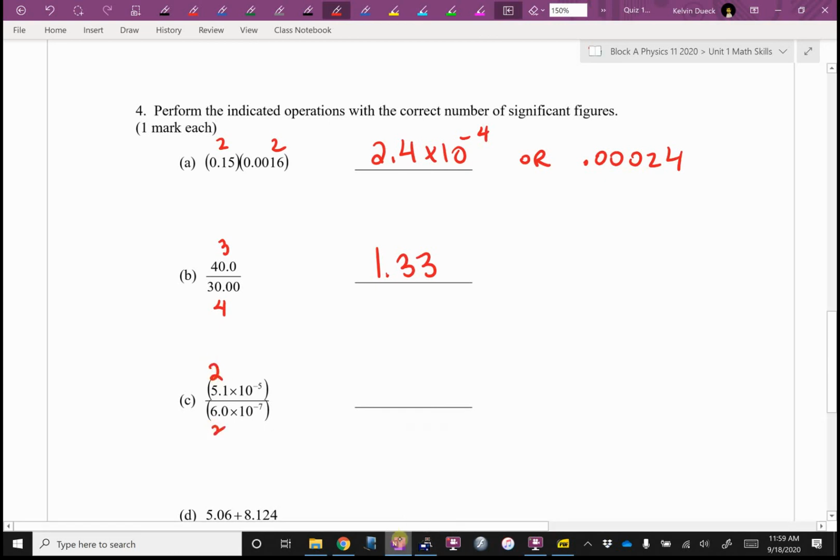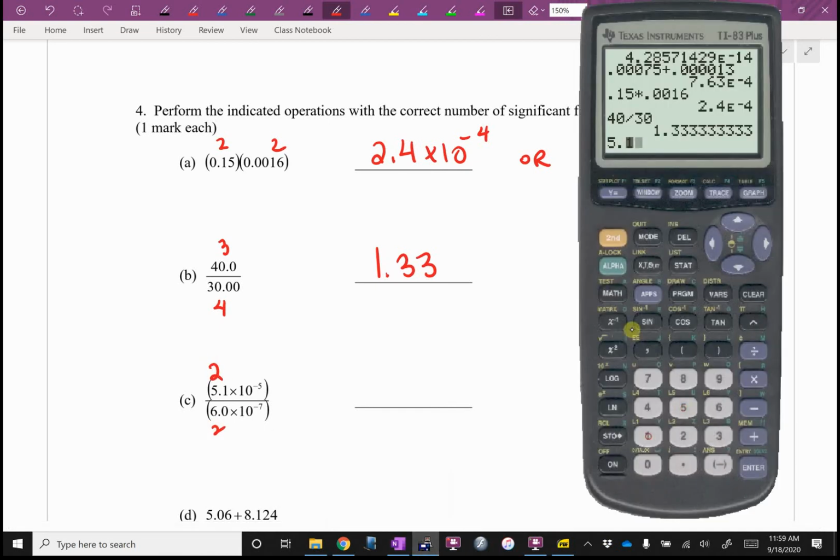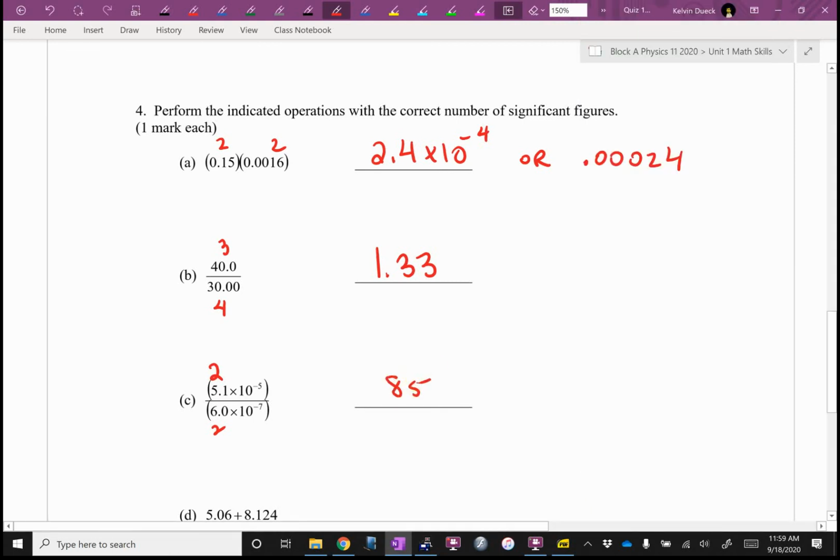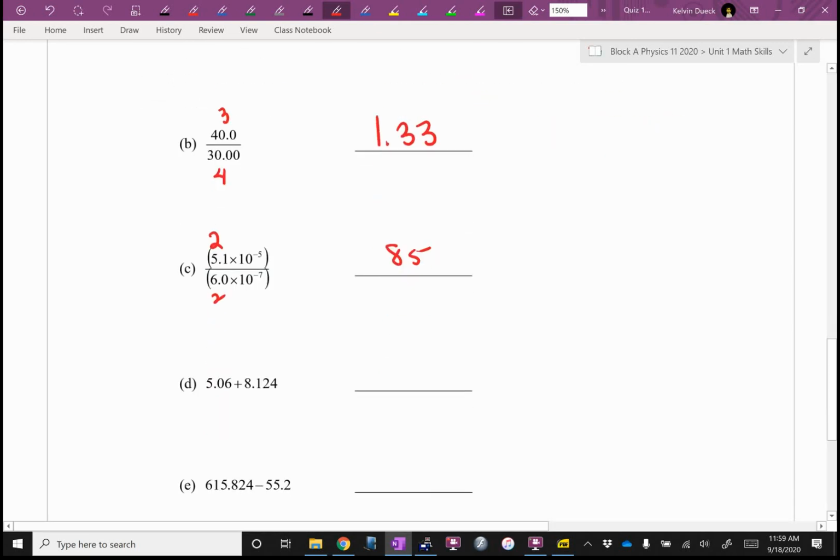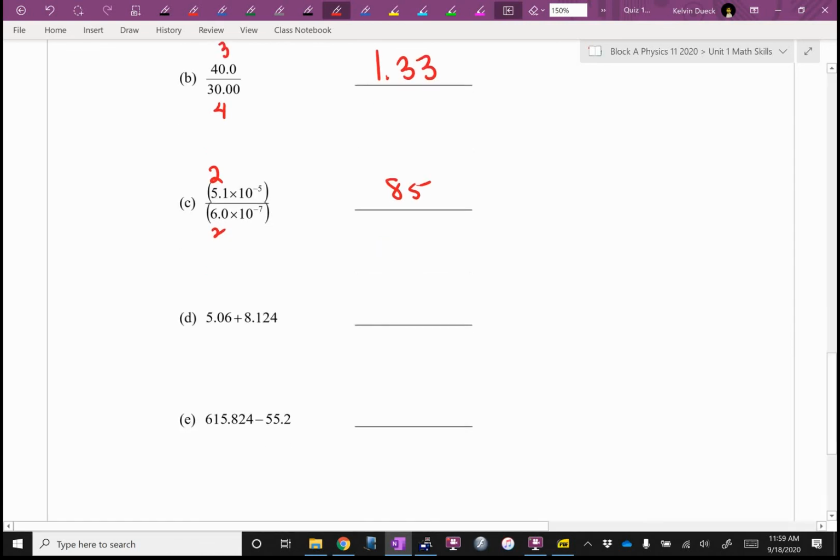2 sig figs, 2 sig figs. 5.1, scientific notation button, negative 5 divided by 6, scientific notation button, negative 7. I got conveniently an answer that was to 2 sig figs. Note to self, I need to change that, so you have to do some rounding off, is what happens when I make up questions at random. I'm about to make a mistake. See if you can spot it.